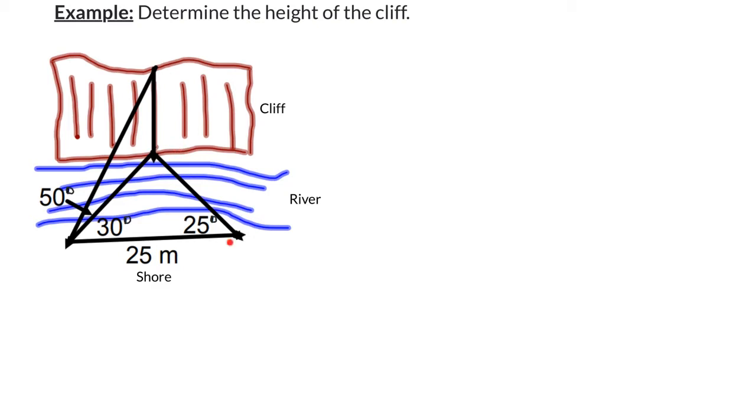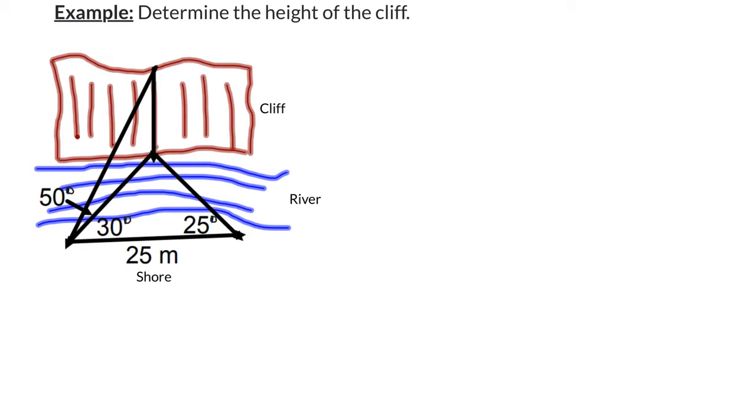So a surveyor would measure a line, in this case 25 meters long, along the shore, and then take some angle measurements at each end to the base of the cliff across the river. And then also take an angle of elevation measurement to the top of the cliff. So with a distance, these 2 angles to the bottom of the cliff, and this angle of elevation to the top of the cliff, you can figure out the height of the cliff.